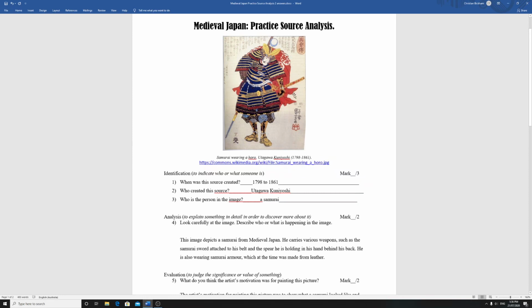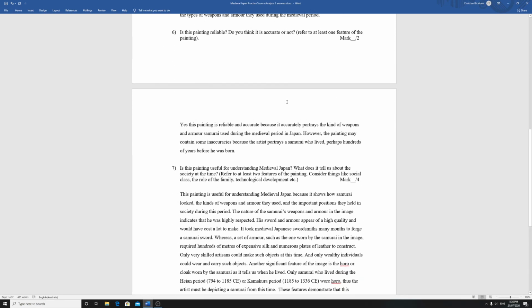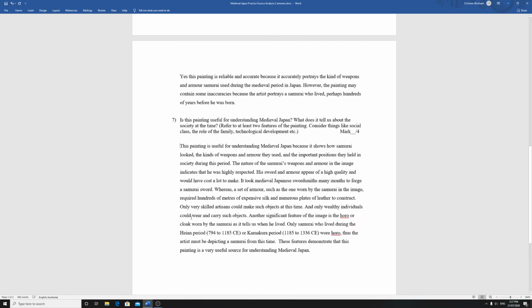So this red cloak, this horo, and I did a bit of research to find out just about when these horo were worn by samurai, and it is a significant feature. So we'll go down to my response here. Only very skilled artisans could make such objects at this time, and only wealthy individuals could wear and carry such objects. Another significant feature of the image is the horo or cloak worn by the samurai, as it tells us when he lived. Only samurai who lived during the Heian period, and that period ran from 794 CE to 1185 CE, or the Kamakura period, so 1185 to 1336 CE, wore horo. Thus the artist must be depicting a samurai from this time.